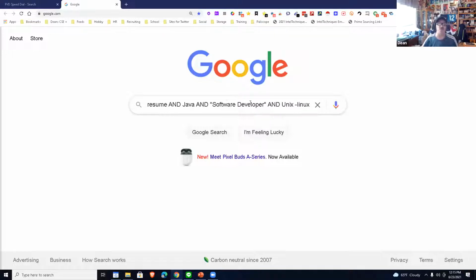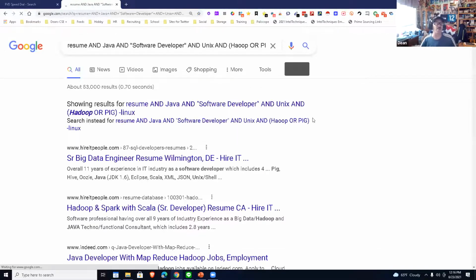Okay, so all this looks good, but now we need some OR stuff. So let's go ahead and add an OR statement. We're going to put in Hadoop or Pig, not the animal. There's actually something for big data called Pig. Okay, let's give us our space in Linux and make sure I didn't misspell anything. Well, we'll find out because it'll tell me if I screwed up. And I didn't. Showing results for this. Okay, good.